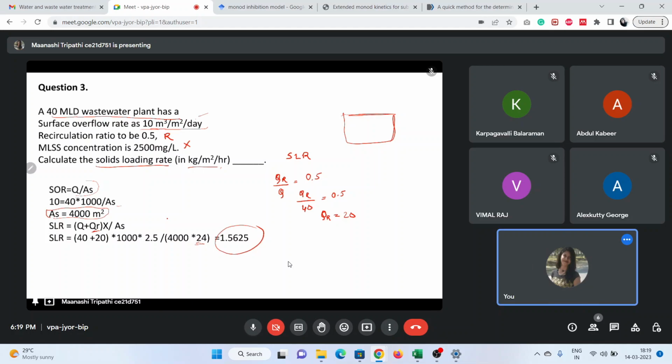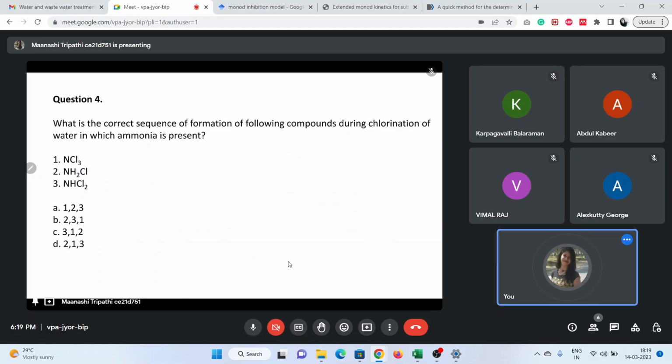So we'll move towards the next question. What is the correct sequence of formation of the following compounds during chlorination? Here we do chlorination. I hope you know this breakpoint chlorination. This is residual. This is dose. It should come like this, but it never comes like this. So it comes slightly like this. So why does this happen? There will be formation of various compounds at different stages. That's why we find this breakpoint chlorination. This is breakpoint chlorination. So what is the sequence of compounds that are formed when ammonia is present?